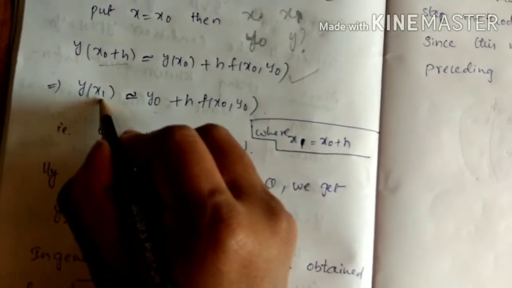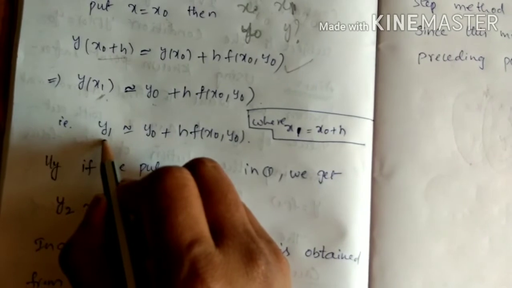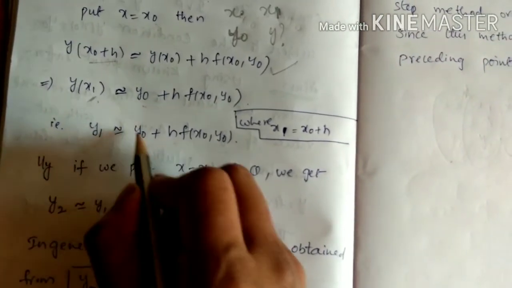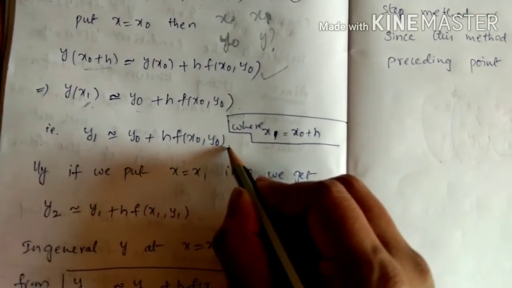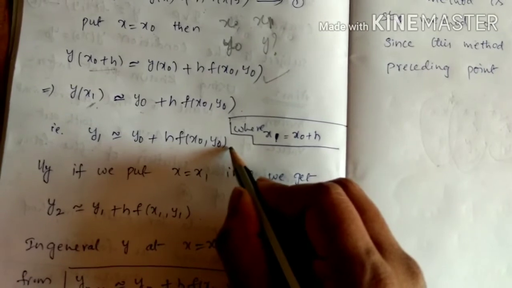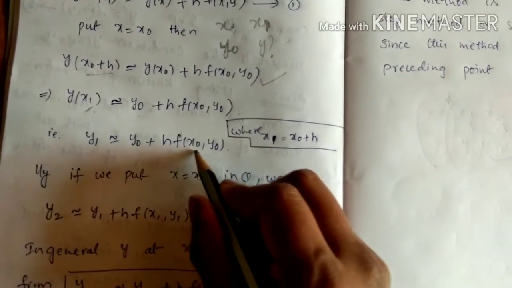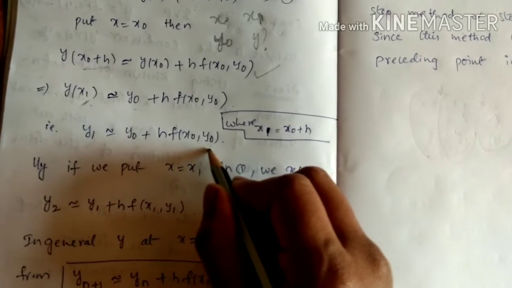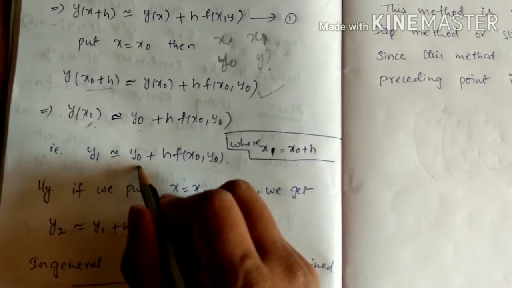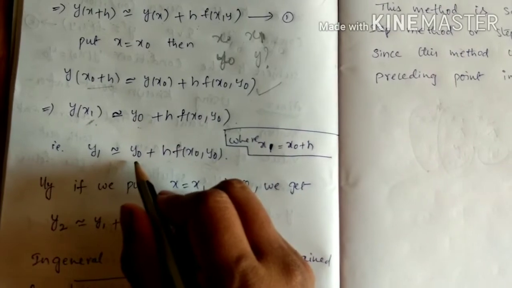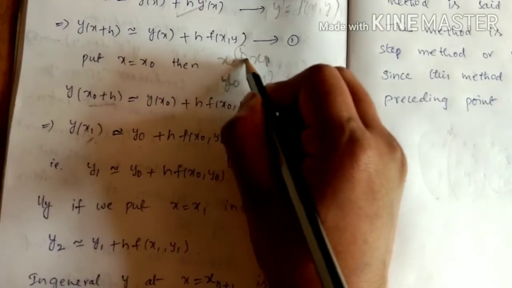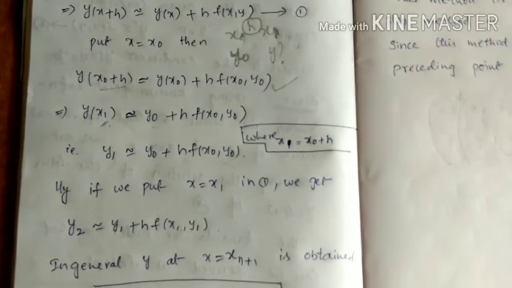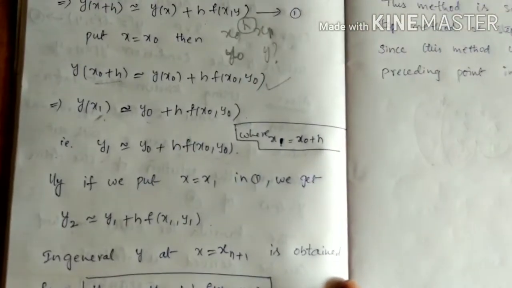The value of y at x1 is denoted by y1. So y1 is approximately equal to y naught plus h f of x naught, y naught. From the given IVP, f of x comma y is known. In that we put x naught, y naught, so that f of x naught comma y naught is obtained, and y naught is also given at x naught. This is also known to us, and h can be chosen to get x1. So this can be decided in the problem.